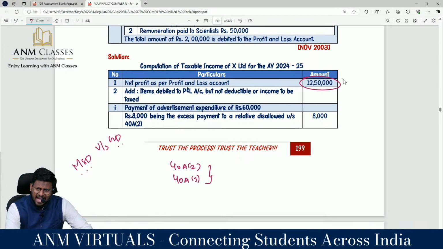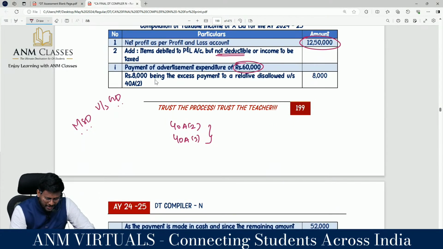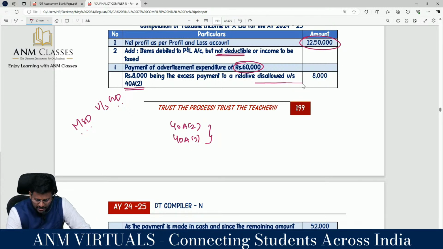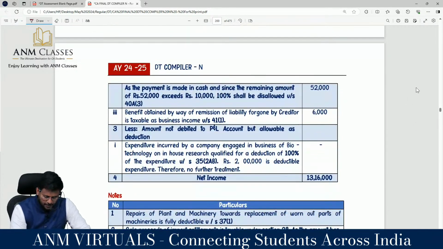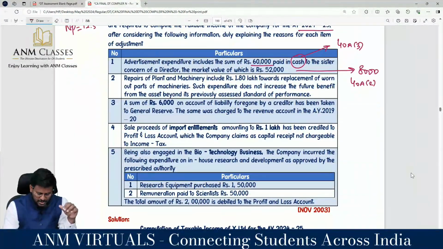12,50,000. Add items debited to P&L but not deductible or income to be taxed. Payment of advertisement expense of how much? 60,000. Rupees 8,000, being the excess payment to a relative, is disallowed under 40A subsection 2. That means MSD versus Ganguly Dada. So 8,000 is disallowed under that section. As the payment is paid in cash, since the remaining amount of 52,000 exceeds 10,000, 100% shall be disallowed under 40A subsection 3. So come in the same order, 40A subsection 2, then 40A subsection 3, because those are specific sections. Clear? Are you clear with this first point?